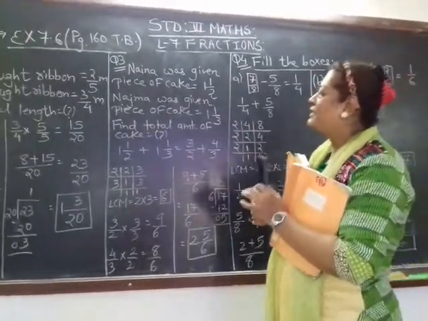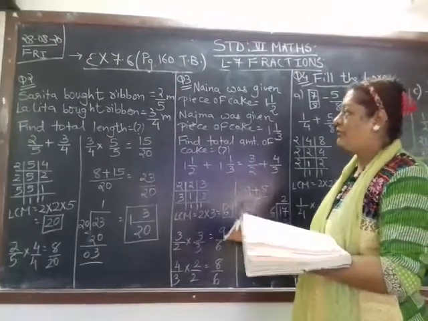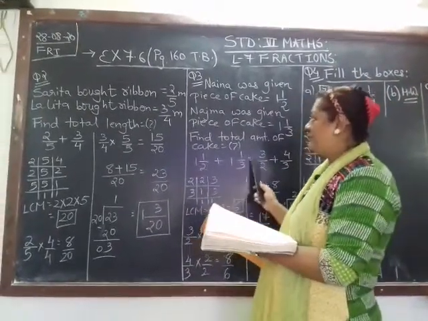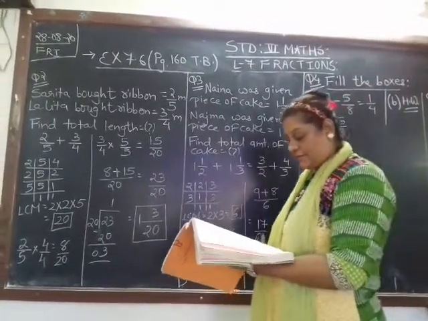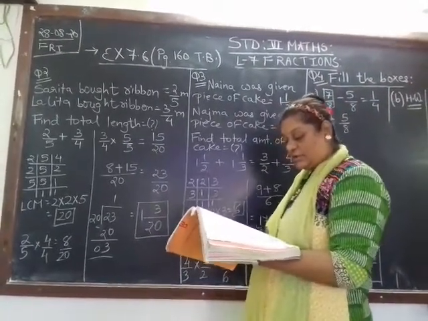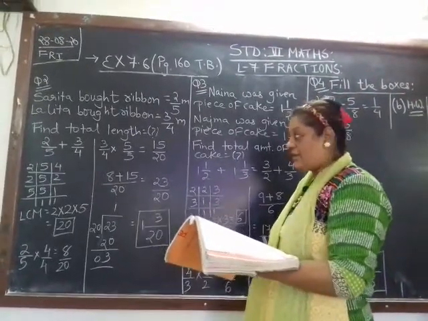Okay children, continuing with 7.6, question number 2. Now there are word problem kind of sums. 2 and 3 are given. I go through the sum. Sarita bought 2 upon 5 meter of ribbon and Lalita bought 3 upon 4 meter of ribbon. What is the total length of ribbon they bought?